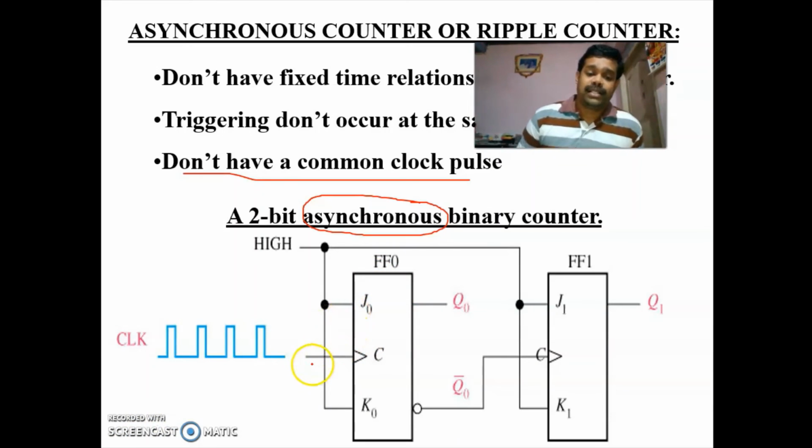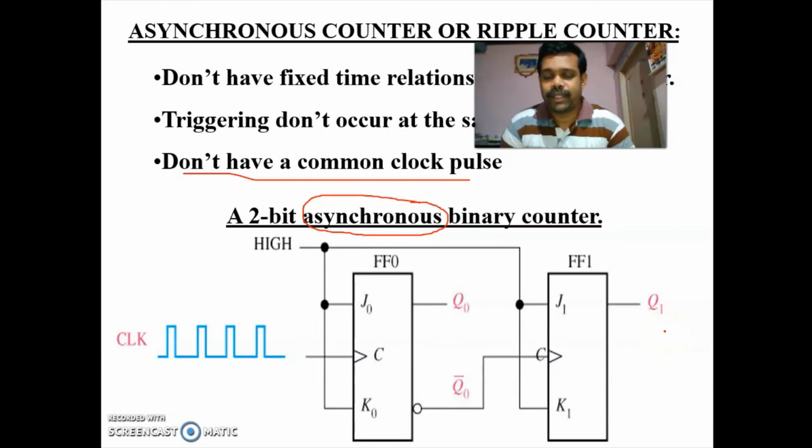Since we are giving the clock directly to the first flip flop, this is a positive edge triggered flip flop. Triggering is nothing but making the flip-flop change its state. There are two types of triggering: one is edge triggering and the next one is level triggering.